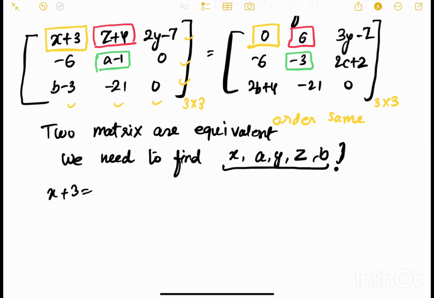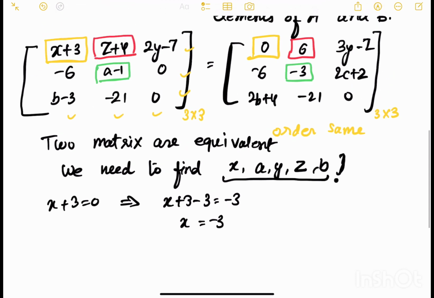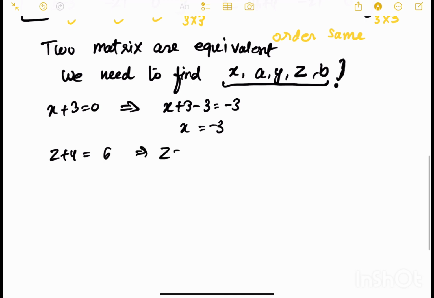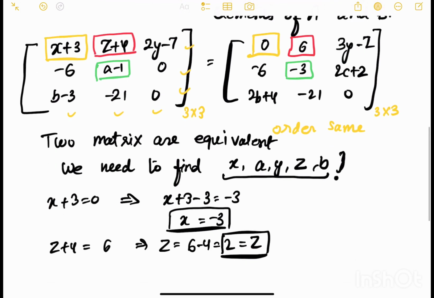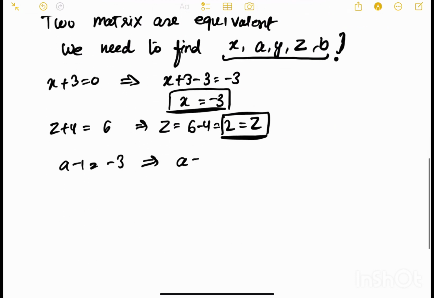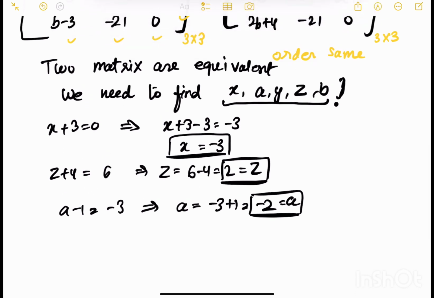Since x plus 3 is equal to 0, we apply basic arithmetic properties, so x will be minus 3. Now what was the second one? z plus 4 is equal to 6, that is 6 minus 4, that is 2. So this is my x, and this is my z. Now what is the next one? a minus 1 is equal to minus 3. So what will it be? a will be equal to minus 3 plus 1, which will be minus 2. So we have found the values of x, z, a.